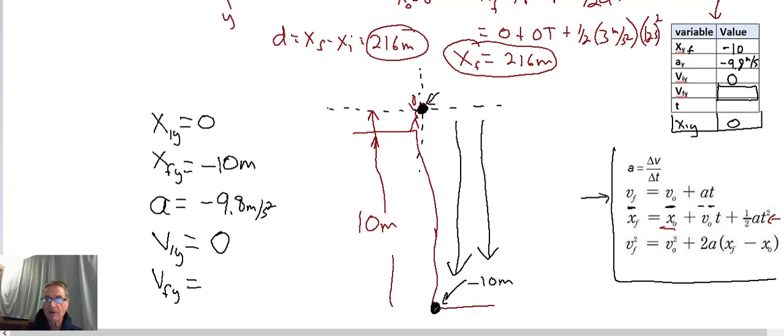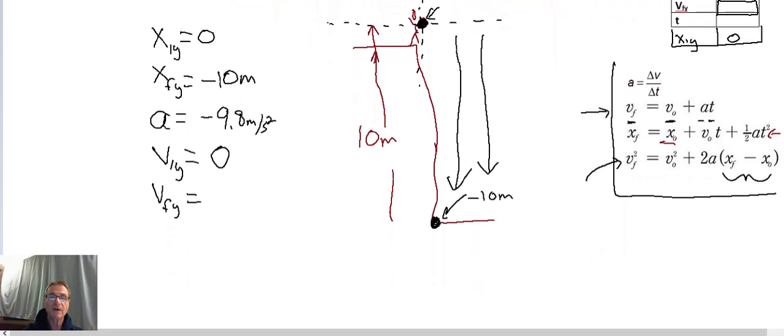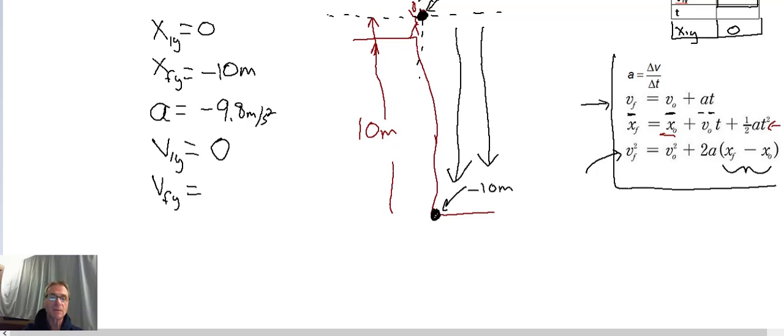Okay? But I have another equation down here. It says v final squared equals v initial squared plus 2 times a times the change in my displacement. Well, do I know the change in displacement? Yeah. Do I know the acceleration? Yeah. Do I know the initial velocity? Yeah. So I know all those things. So I can use that final equation there and plug these in and find out what my final velocity is.